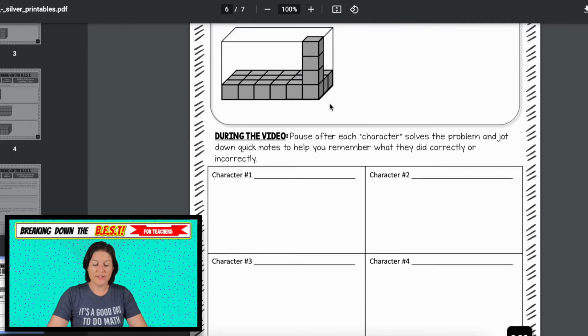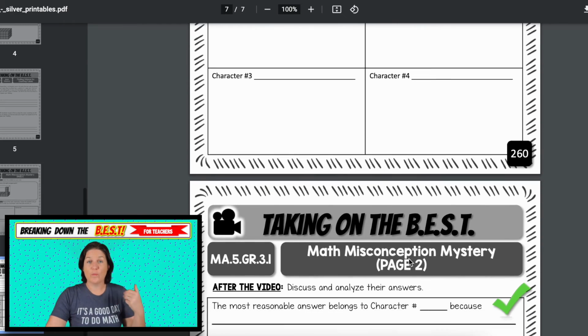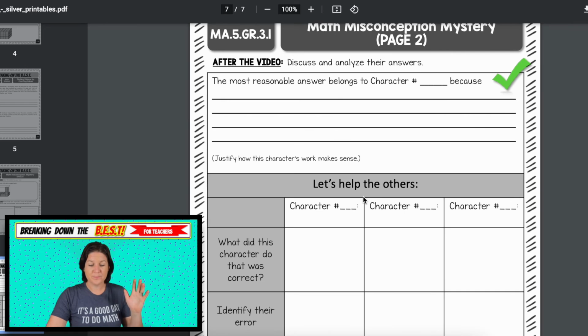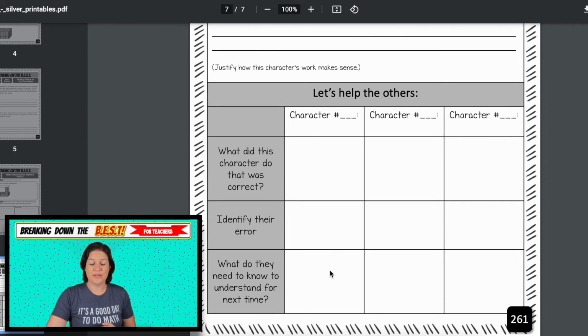After they solve it, they'll watch as 4 characters solve that same problem. 3 of those characters will make a mistake that students commonly make, and only 1 character will solve it correctly. Those characters are just me dressed up in silly costumes, and after they watch all of the characters, your students can fill out their detective report stating who the most reasonable answer belongs to and evaluating the work of the other 3 characters.